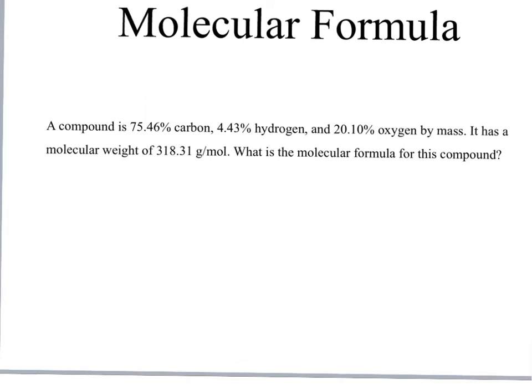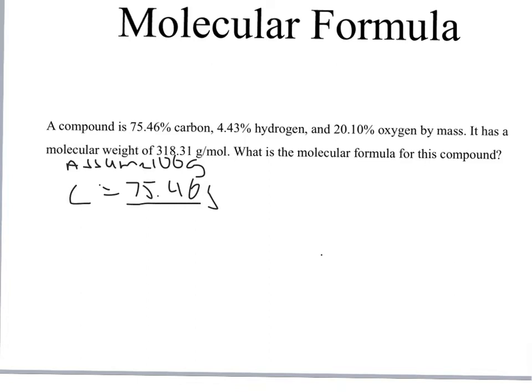Okay, in this one, we're going to look at molecular formula, which isn't much different. It just has one extra step. So again, we are going to assume that we're dealing with 100 grams. Okay, so that means that we have carbon. Instead of having 75.46%, we now have 75.46 grams. And then again, we're converting all of these to moles.